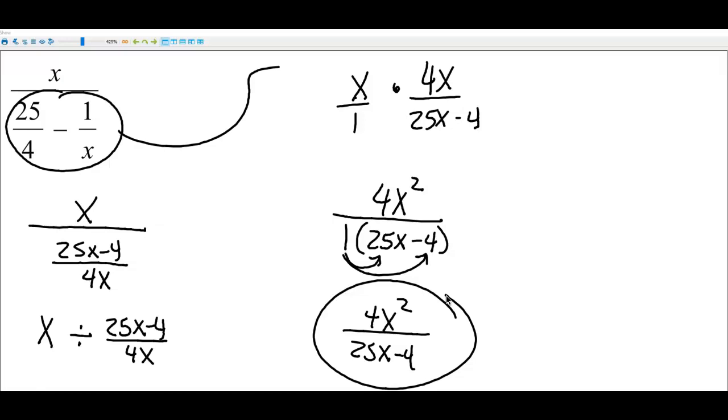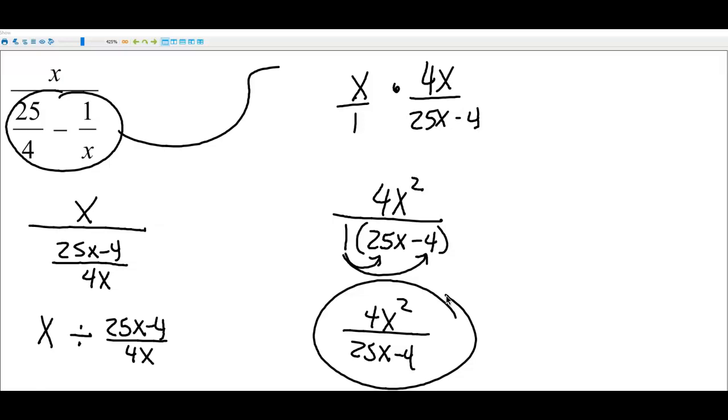So notice all the steps were the same except for the first one where I combined those two fractions together into one. Okay? No, no. If it was a negative one, it would, but it's not.